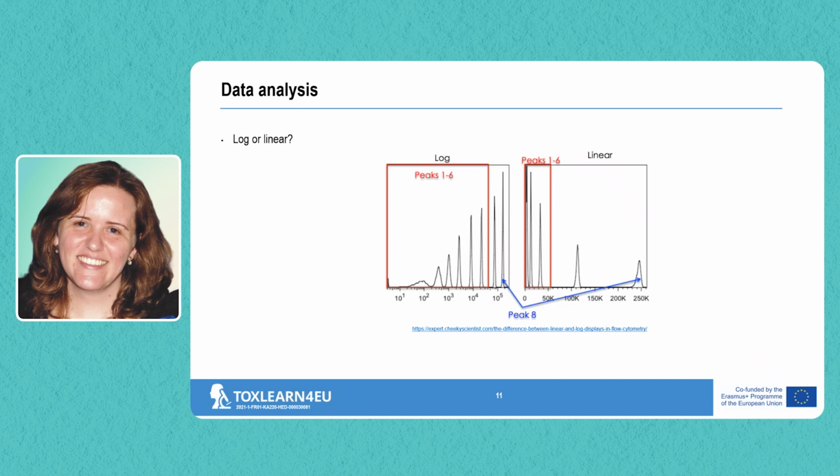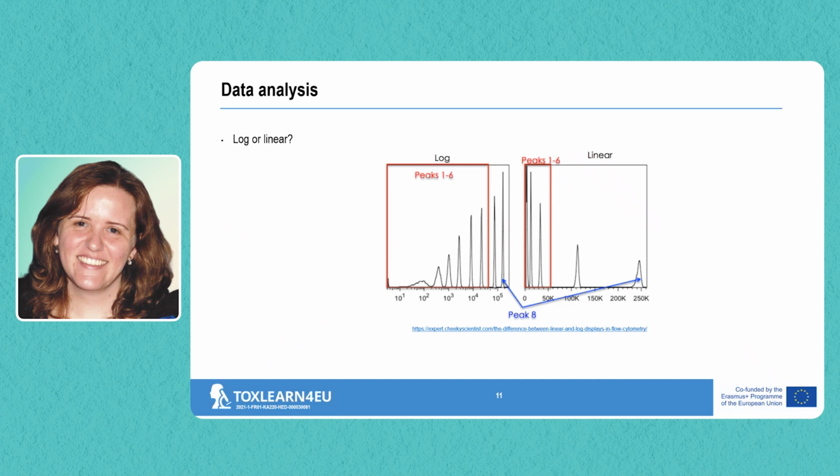Well, I can tell you that, for example, for DNA, we know that the differences are usually quite small. So we will have the usual amount of DNA or the double amount of DNA if cells are in division. So usually in those cases, we use the linear scale because we have smaller differences. But when we have very big differences, we need to use the log scale.